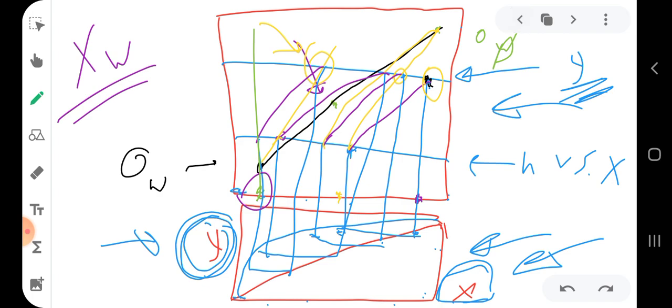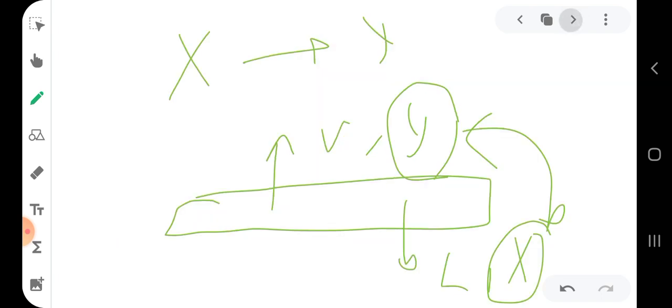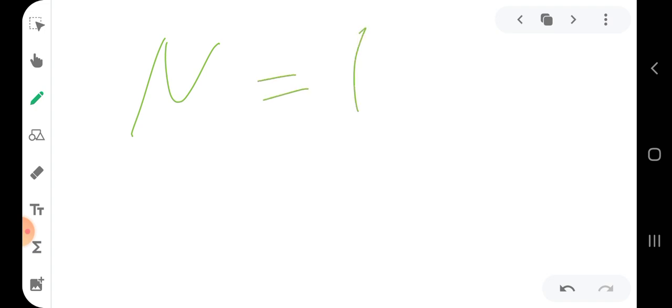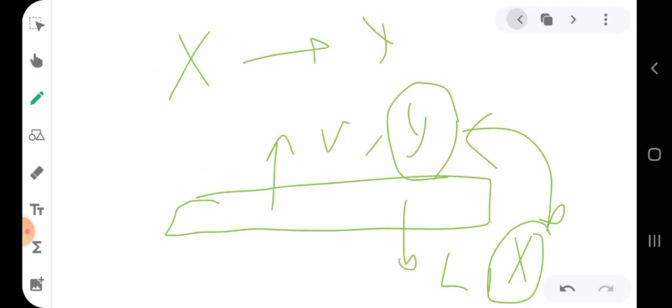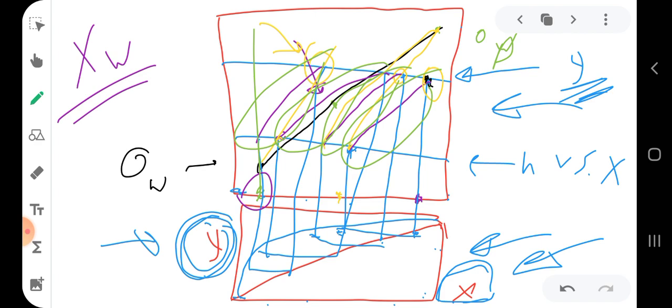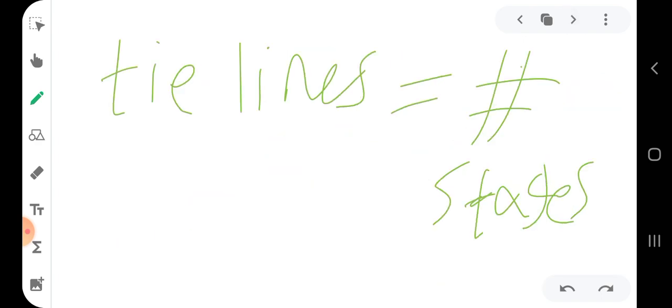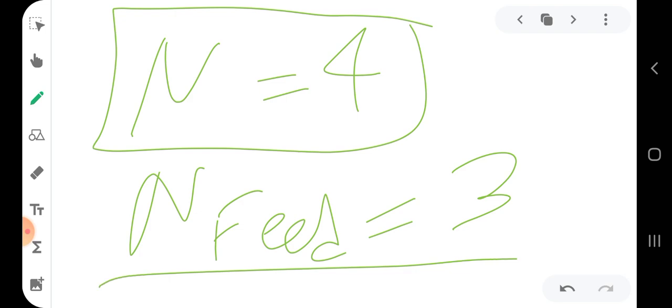Okay, so how many tie lines do we have here? The tie lines are the purple lines, so this is why it is better to draw tie lines in a different color, so we can distinguish between these lines. So I have the first tie line, second tie line, third tie line, fourth tie line. So the number of stages is 4. And what's the feed stage? The feed stage is the stage where we cross the feed point. See, this black line is the feed point, and we cross it at stage number 3. So the feed stage will be stage number 3. So that's it.